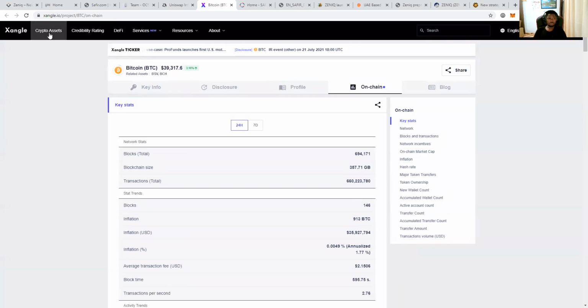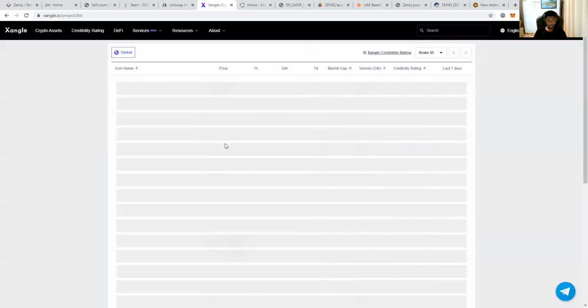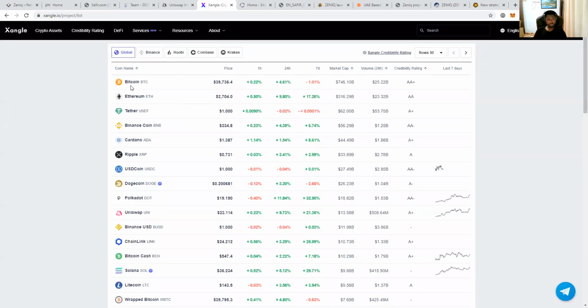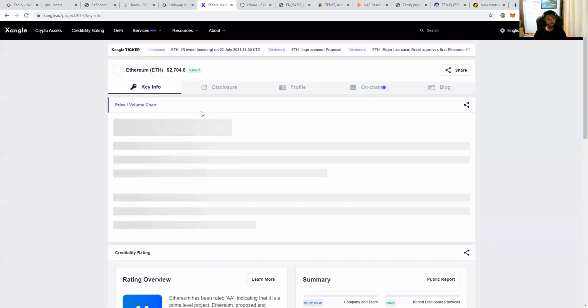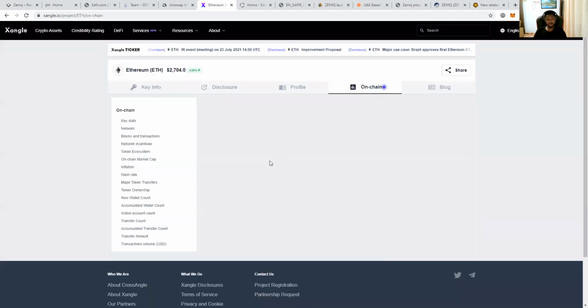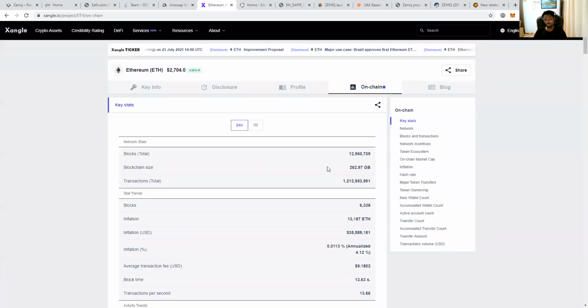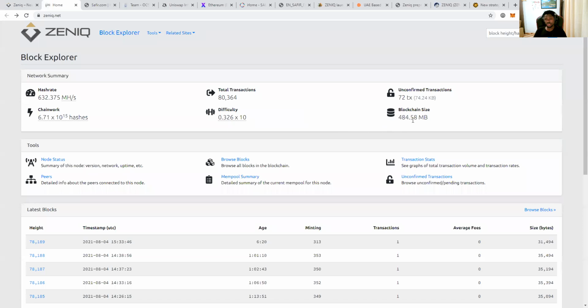Ethereum, when you check on-chain analysis with respect to Ethereum, there is a lot of information that we can pick out, but a few that I'm drawing out. You get to see the Ethereum block size as 262.97 gig. Okay, and when you compare that with the ZENIQ blockchain, realize that the blockchain size of ZENIQ is way lower, which is 484 megabytes. So low, not even up to a gig.